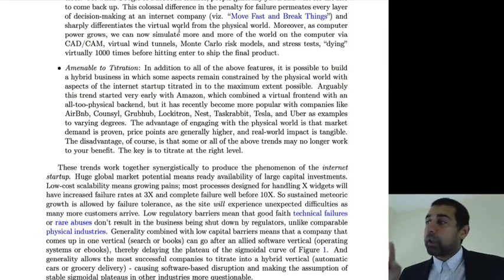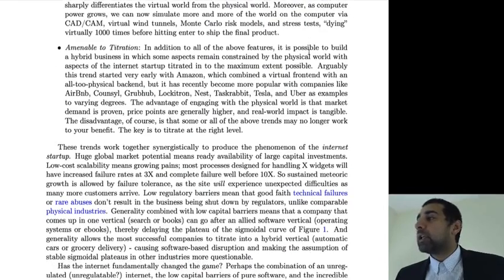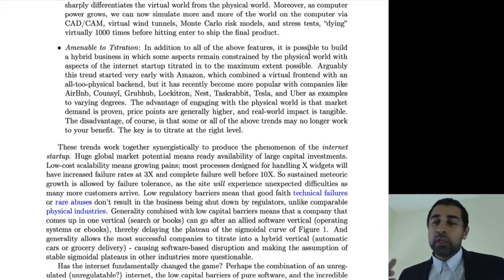physical world. But crucially, because we can simulate more and more of the world on the computer via CAD/CAM and virtual wind tunnels, Monte Carlo risk models, and stress tests, dying can be done on the computer many, many times before we actually die in real life, before we hit enter and ship the final product. It's kind of like playing a video game, and you can simulate, and thereby de-risk the approach in a way that a traditional physical competitor would never think to do.